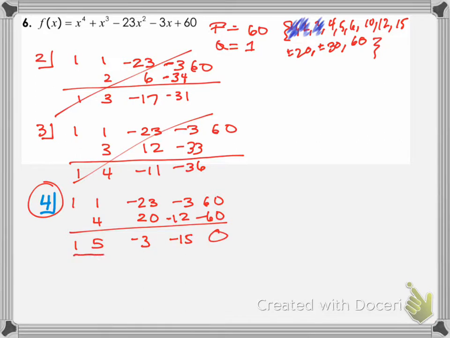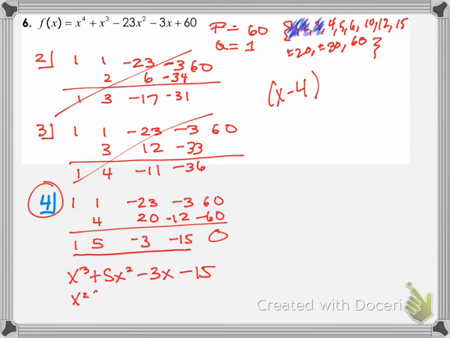So my depressed polynomial is x cubed plus 5x squared minus 3x minus 15. And I'm going to try to do that by grouping. So I know I have x minus 4 as a factor. And because this looks like 3 and 5 right here, I'm going to factor by grouping, take x squared out. And I get x plus 5. And then if I take a negative 3 out, I sure enough get x plus 5.